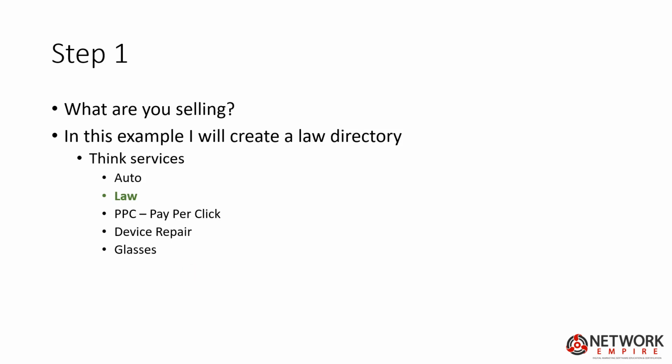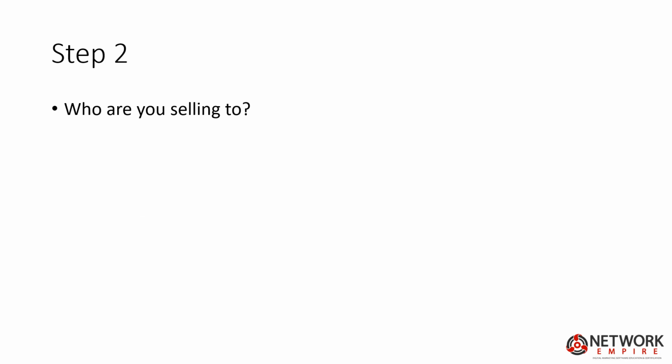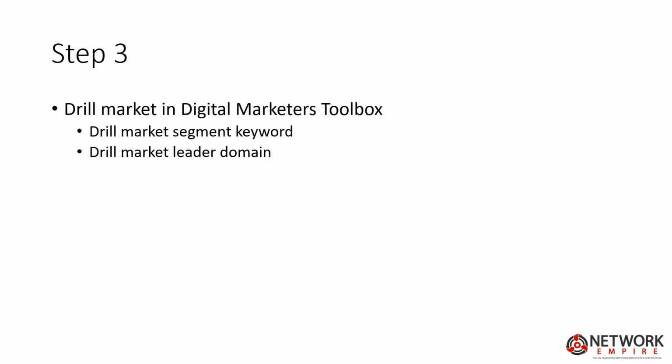The next thing we're going to think about is who we're selling to, who's our audience, because it's the audience we have to sell to. We have to build the tool or the website to provide them with a service that gets them to take action. Number three, we're going to go into DMT. We're going to create our blueprint. We're then going to drill into the market, which will be legal services, and we'll just start with law, or start from there and look down. And then we're going to add one or two domains, and then we're going to start building up the website.